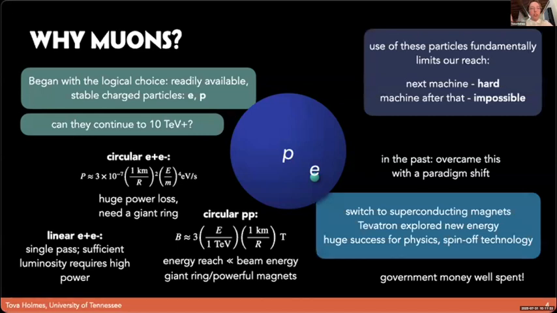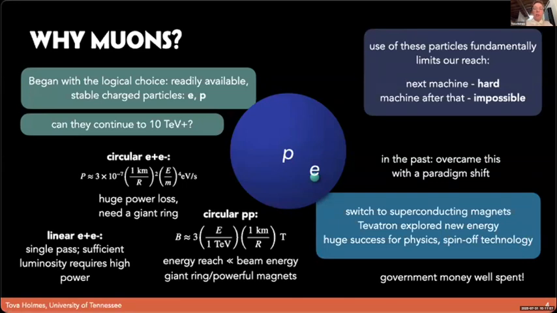So basically how I would describe the situation we're in is that the use of these particles fundamentally limits our reach. And it may still be possible to use these particles for our next generation of machines, but it's quite hard, as Tor was telling us. But I think most people would agree that to use these particles for the machine after that is almost impossible. So we're starting to reach the limits of our scaling with these particles.